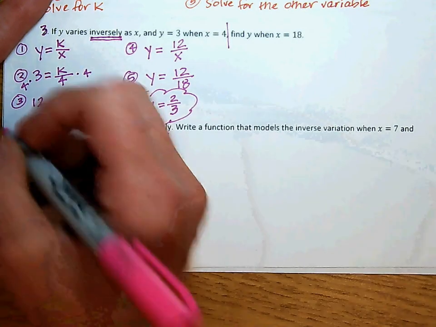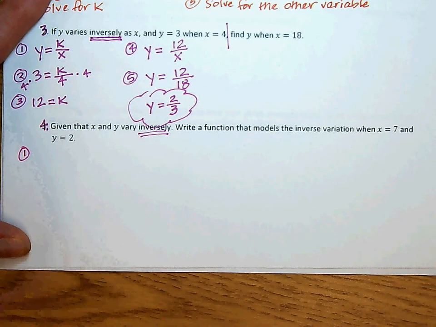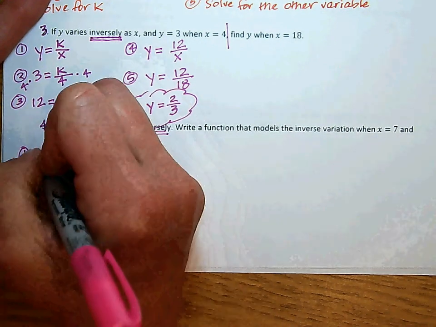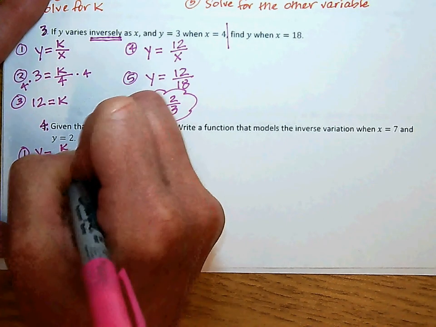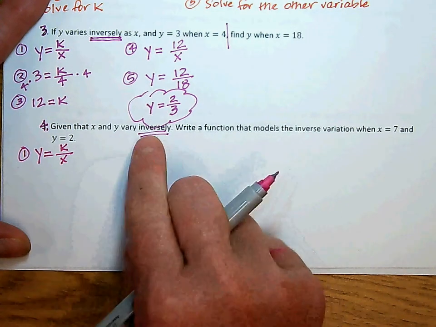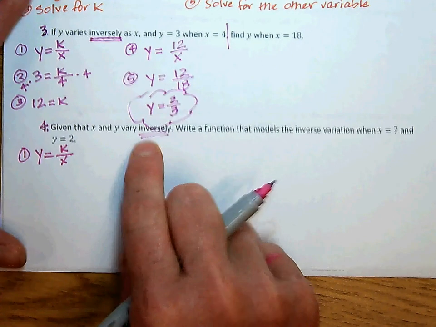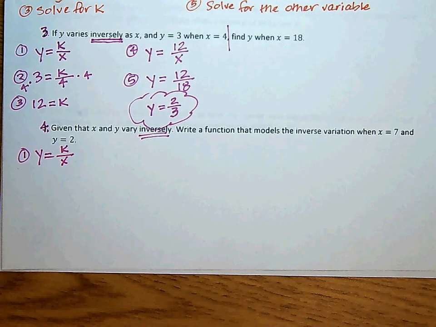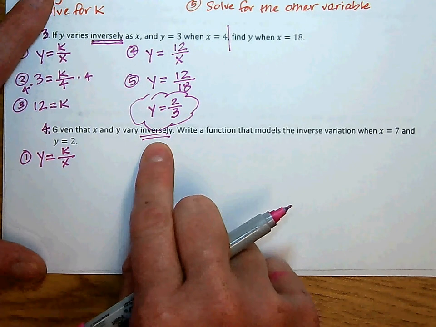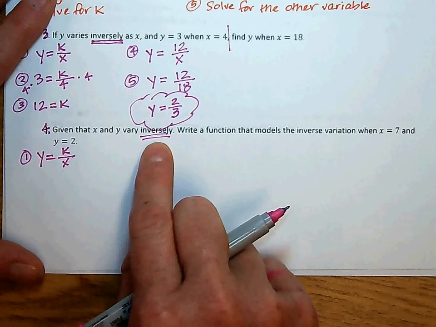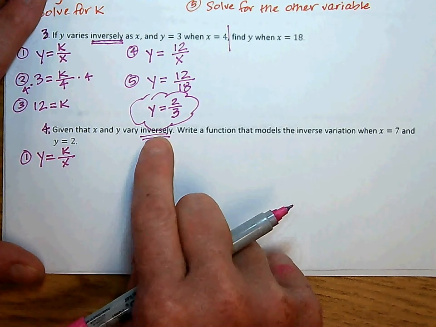Step 1 is? Y equals k over x. Yep. And we know it's y equals k over x because it says inversely. Because if we mix these up and do yesterday's and today's, that's really important. What you put in step 1 matters based on what this word says, if it says inversely or directly.